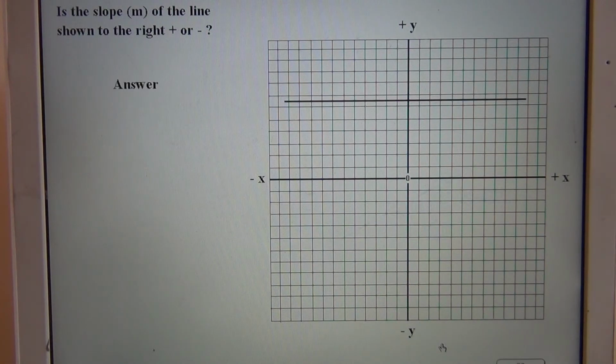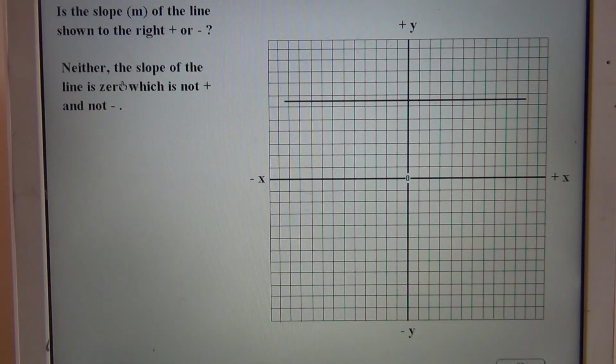Let's see if we can look at another one. Is the slope of this line to the right positive or negative? Slope is neither. This line has no slope. It's a 0 slope, and 0 is not positive or negative. So keep that in mind.